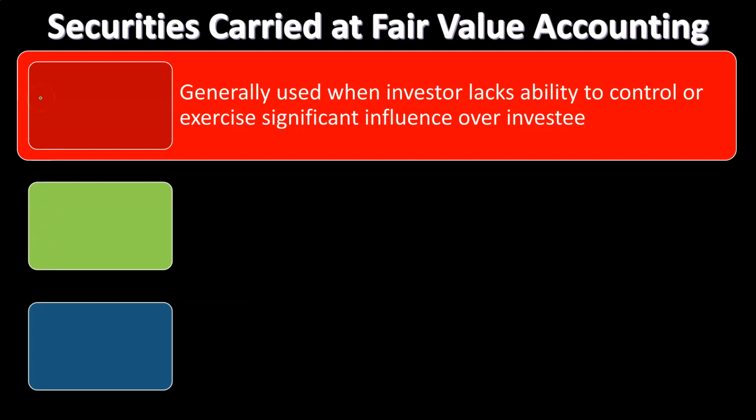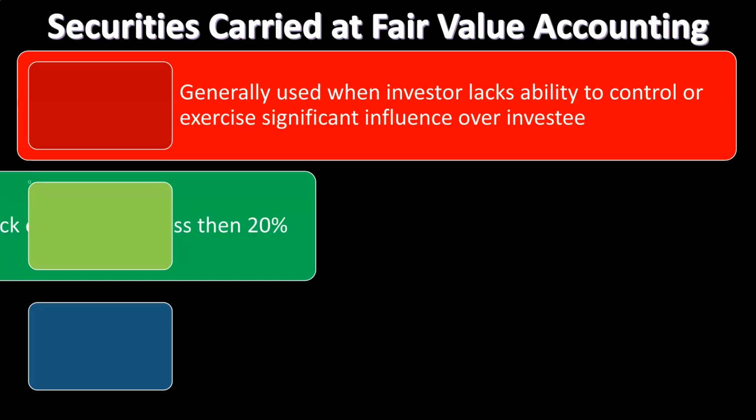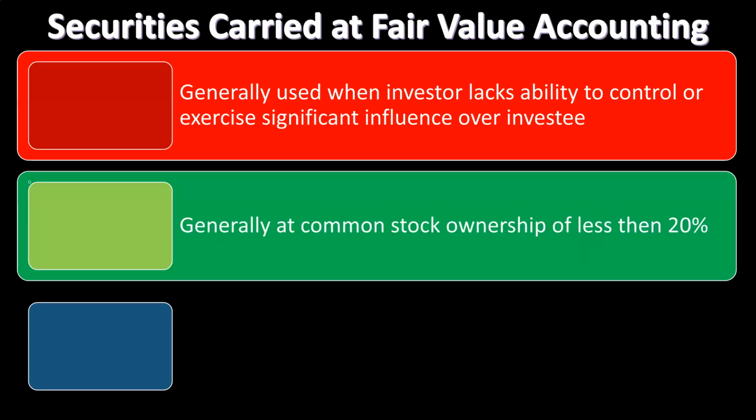Okay, so securities carried at fair value accounting. This is basically in general under the 20%. Generally used when the investor lacks the ability to control or exercise significant influence over the investee. So that's most of us, right? Most of us invest in companies. We don't have any control over it. We vote, but we don't have a lot of control, even though we are the owners, because our ownership percentage is relatively small compared to the total population. So generally at common stock ownership of less than 20%. We're talking about ownership of the company, common stock, just like we have when we invest in a company.